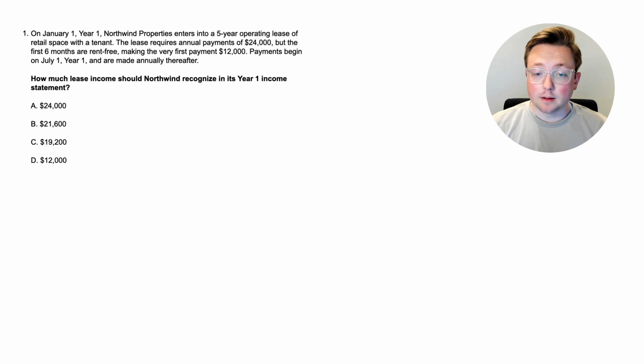How much lease income should Northwind recognize in its year 1 income statement? Let's go up to the top. On January 1st, year 1, Northwind Properties enters into a 5-year operating lease of retail space with a tenant. The lease requires annual payments of $24,000, but the first 6 months are rent-free, making the very first payment only $12,000. Payments begin on July 1st, year 1, and are made annually thereafter. Okay, so again, how much lease income are they going to recognize in their year 1 income statement?